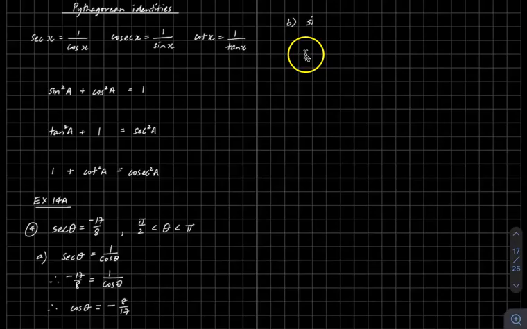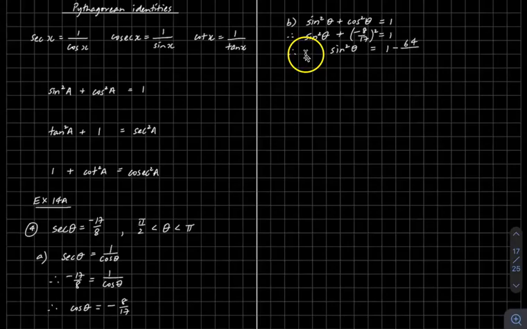So here we might choose to go, well, let's use our identity. I'll use theta instead of a. Sine squared theta plus cos squared theta is equal to 1. Therefore, sine squared theta plus the square of negative 8 on 17, because we worked out that's what cos was equal to, negative 8 on 17. So therefore sine squared theta is equal to 1 minus the square of 8 on 17. You might need your calculator there.